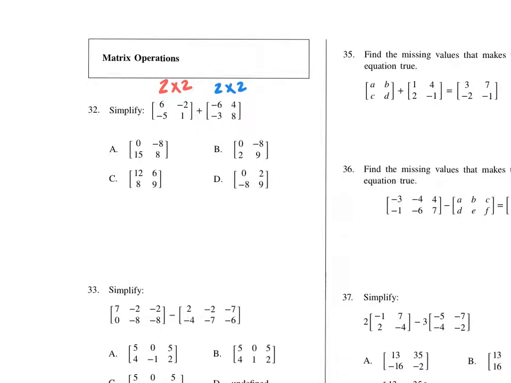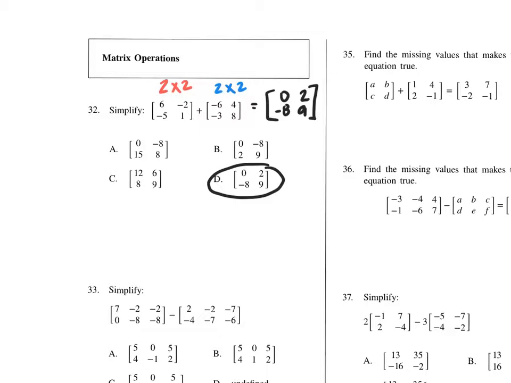And remember, we add each element to each element. So in this case, we add 6 to negative 6, and we get 0. Then we add negative 2 plus 4. That's a positive 2. Then we add negative 5 plus negative 3. That'll be negative 8. And then we add 1 plus 8, and we get 9. So again, remember, we're adding element to element. So E11 gets added to E11 in the second one. So it looks like our answer is going to be D.